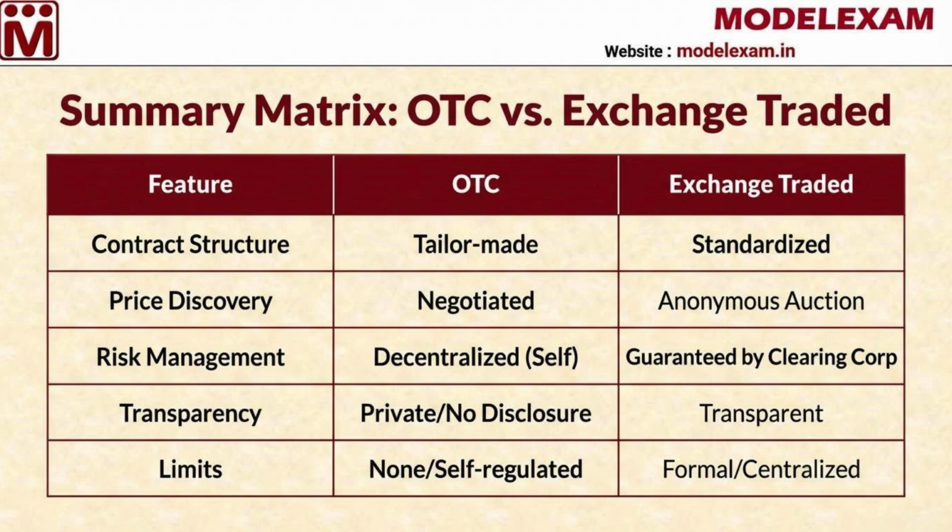You'll also notice a big difference in safety. With OTC, the responsibility is decentralized, meaning you have to manage your own risk against the person you are trading with. But the exchange provides a massive safety net because a clearing corporation guarantees that the deal is settled. In terms of visibility, OTC deals are kept private and away from public view, while exchange trading is completely transparent, letting the whole market see the current prices and trading volumes.